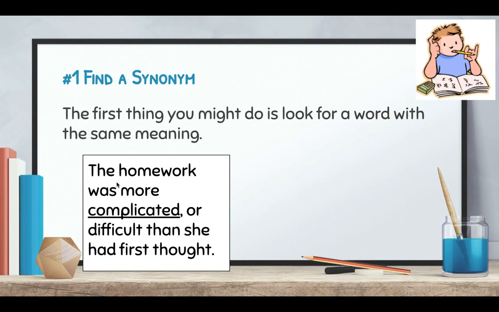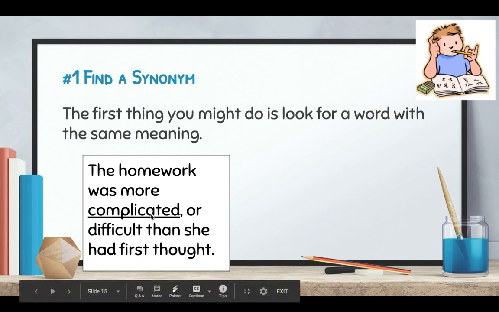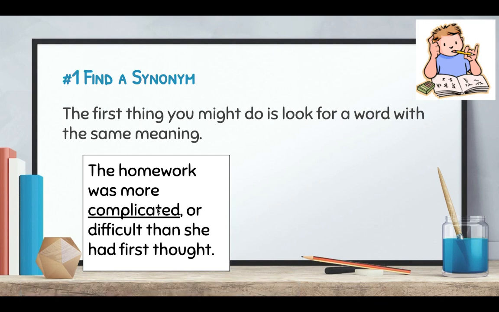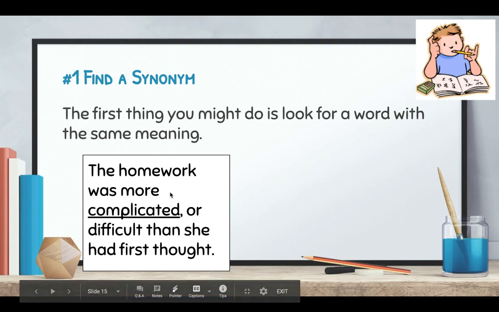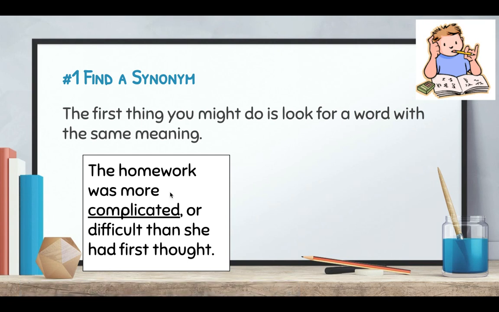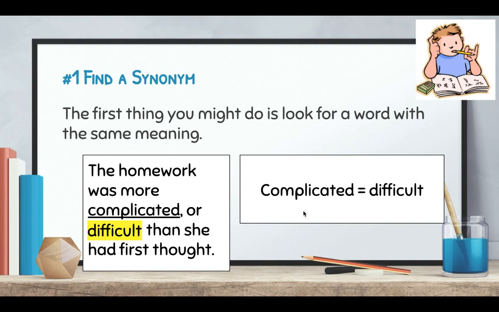So for example, the homework was more complicated or difficult than she had first thought. Some of us may not know what the word complicated means, but what we're going to do is look for a word in this passage that has the same meaning as complicated. So we're going to look for a synonym, and we see that or beside complicated is difficult. So I'm going to click. My synonym is difficult. So we know that complicated means difficult. That's what that unknown word means. We use the words around it to figure out what that tricky word was.